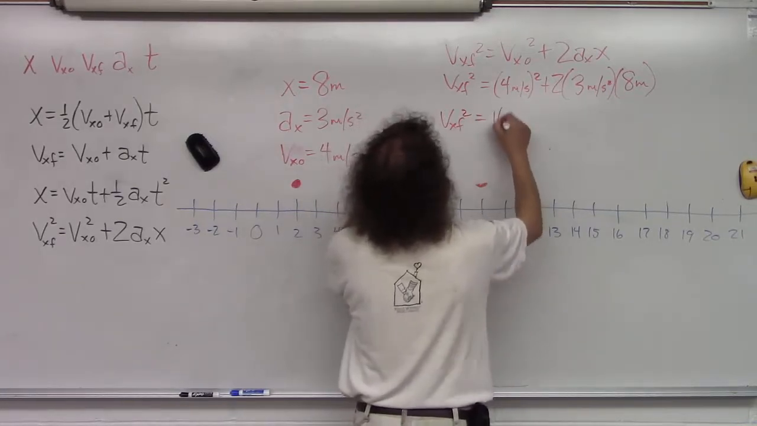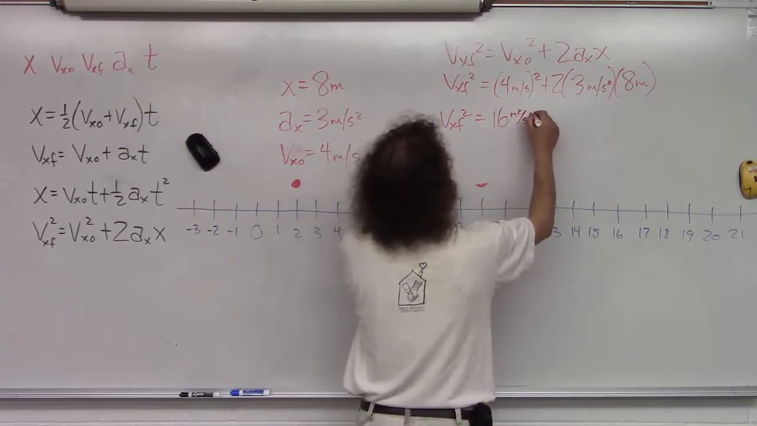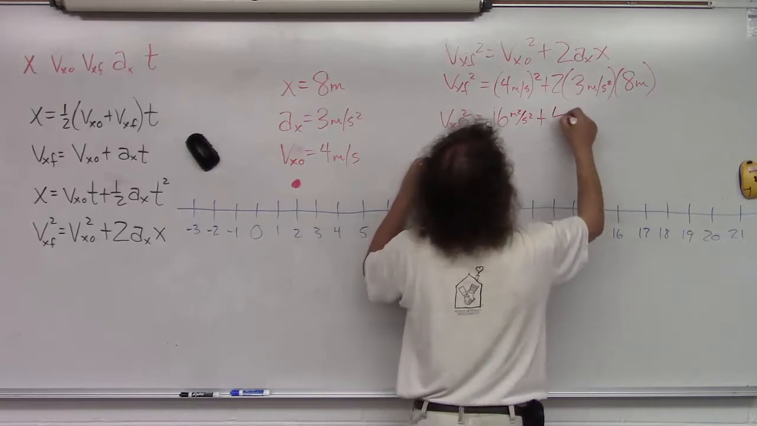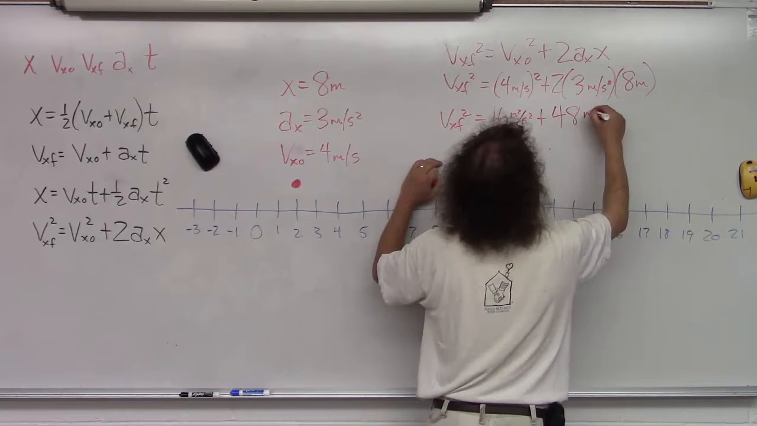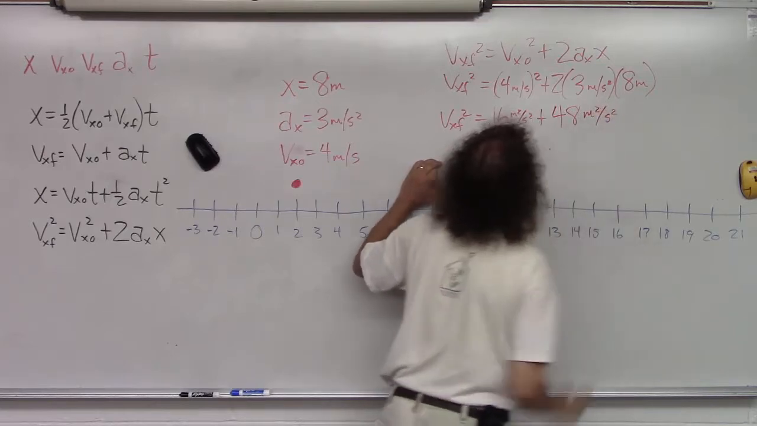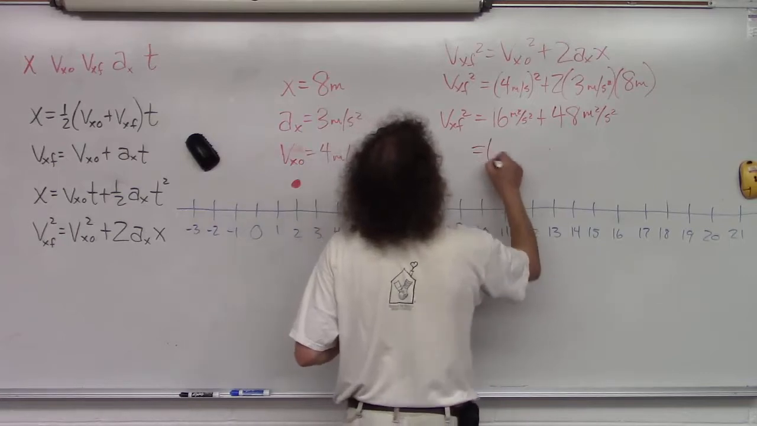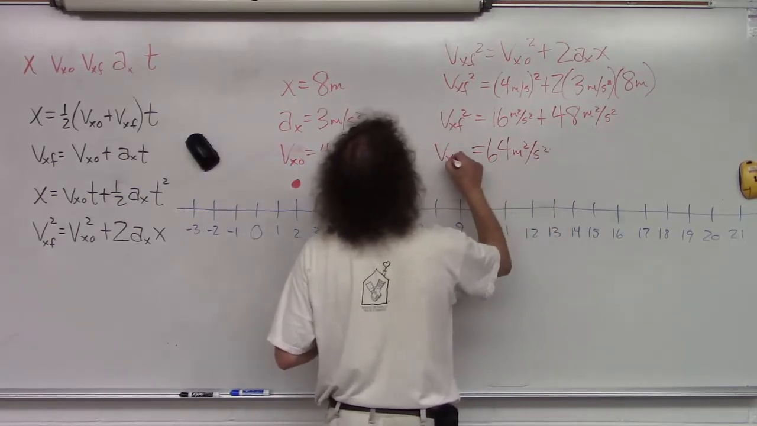4 squared is 16. And remember, the units get squared too, so that's meters squared per second squared. 2 times 3 is 6, times 8 is 48. And the units get multiplied, meters squared per second squared. Okay, 16 plus 48 is 64 meters squared per second squared.